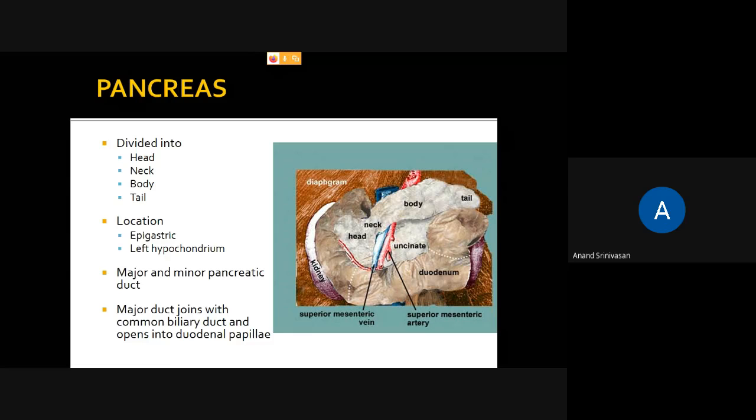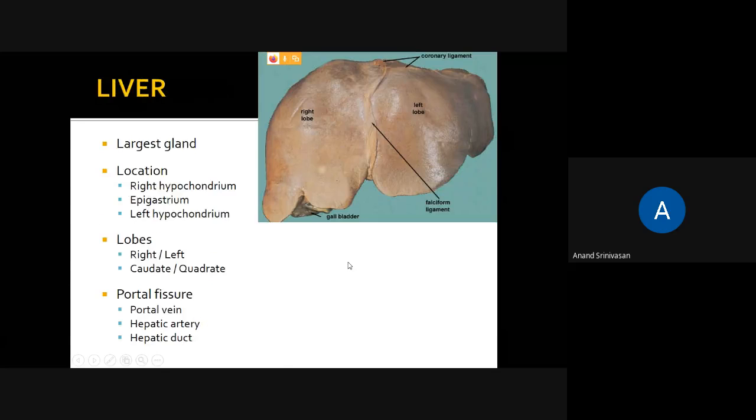The next one, the major duct, usually joins with the biliary duct and opens into the duodenal papilla. This also we have seen in the duodenum, right? Through the duodenal papilla, the biliary duct and the major pancreatic duct both join together and open at the second part of the duodenum. The minor pancreatic duct opens separately, but the major pancreatic duct joins with the biliary duct, and then they open into the second part of the duodenum.